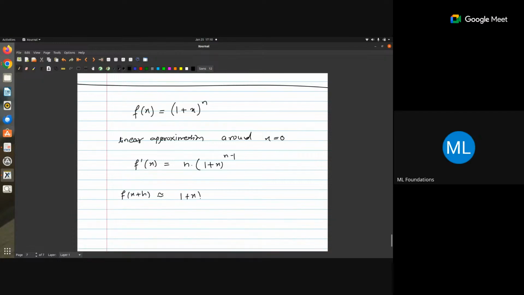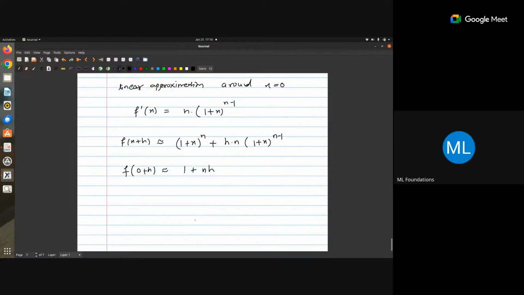Then f of x equals 1 plus x to the power n plus h into n into 1 plus x to the power n minus 1. But we need to find it around x equals 0, so I'll use 0 plus h. 1 plus 0 is 1, 1 to the power n is 1, plus n into h, and here again 1. So it will be n h.